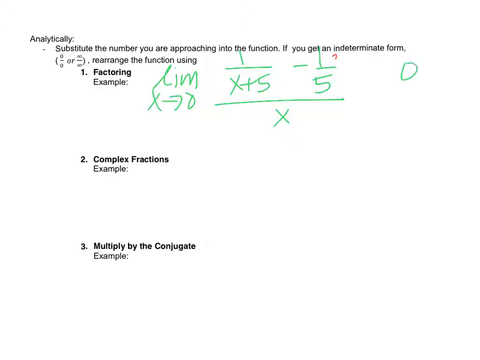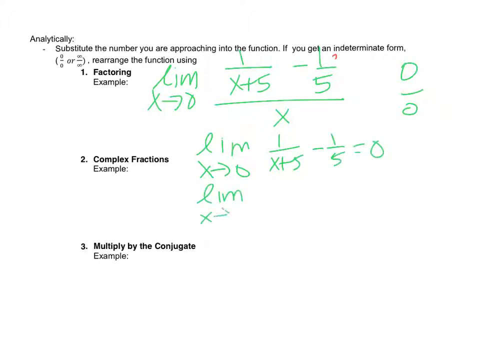So on the top I have 0, and on the bottom I'm also going to have 0. Now if I was writing this on the AP, I'd make sure to show the limit as x approaches 0 of the top, 1 over x plus 5 minus 1/5, is 0. The limit as x approaches 0 of x, the bottom, is just 0. This implies 0 over 0.